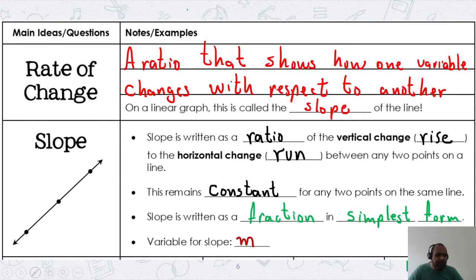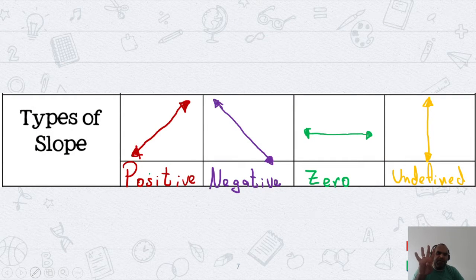Let's go over it. Remember, we have 4 types of slope. One is positive, because it's rising, increasing all the time. The other one is negative, because it's decreasing all the time. And we have zero, when the line graph is parallel with the x-axis. I don't have any change horizontally, it stays the same all the time. And we have undefined. Undefined is parallel with the y-axis, and we haven't done any change in y.